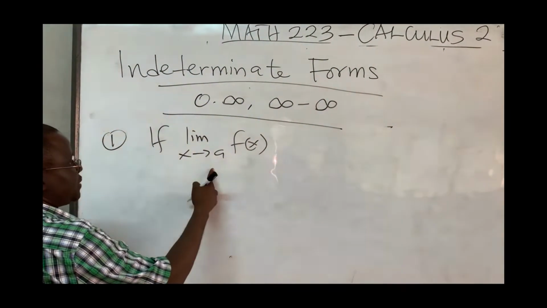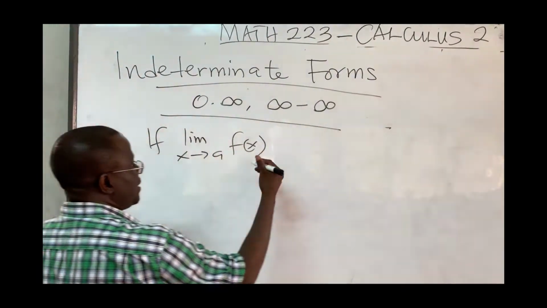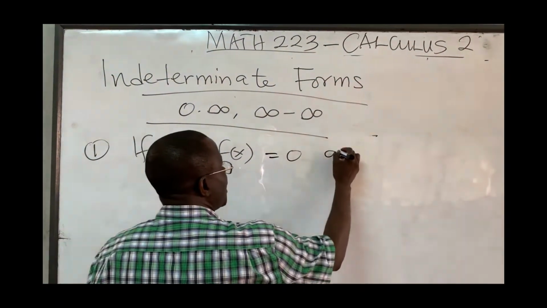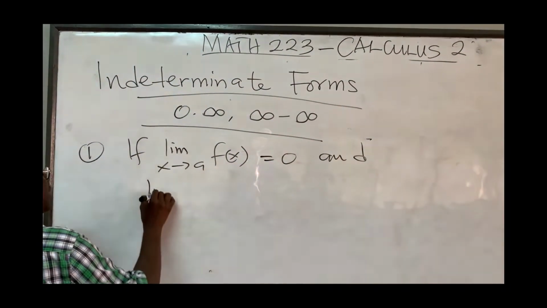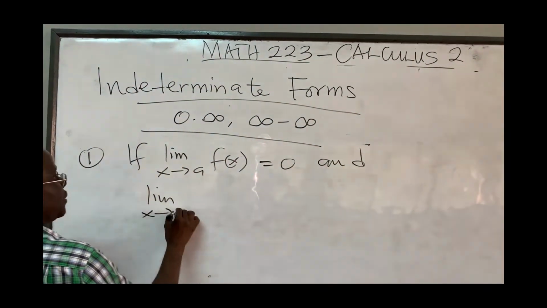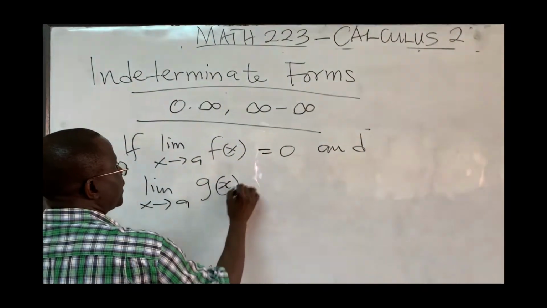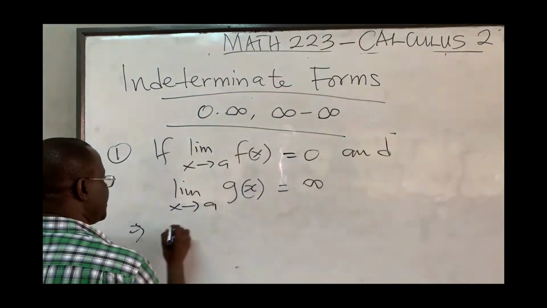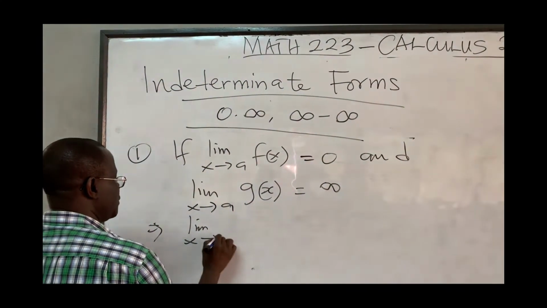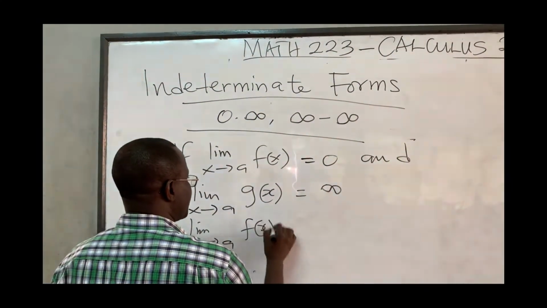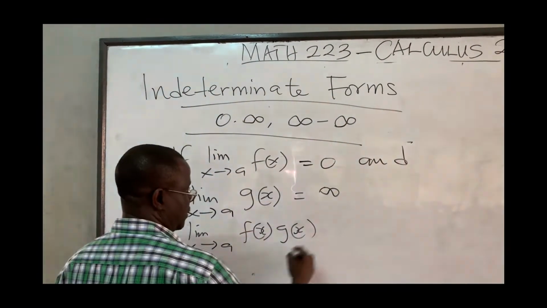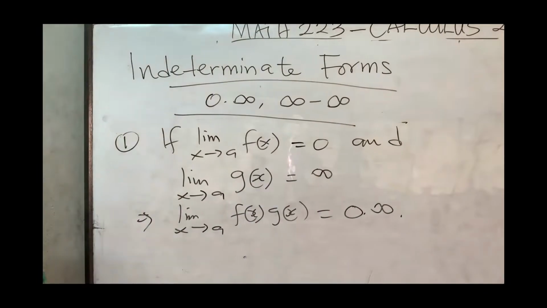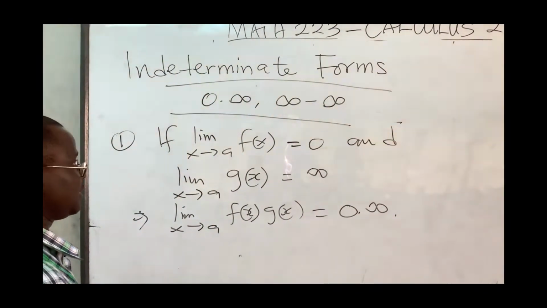So if the limit as x goes to a of f of x is equal to, let's say, 0, and the limit as x goes to a of a function g of x is equal to infinity, then the limit as x goes to a of f of x times g of x will give us something like that, and we'll say it is indeterminate. So that gives us an indeterminate form.